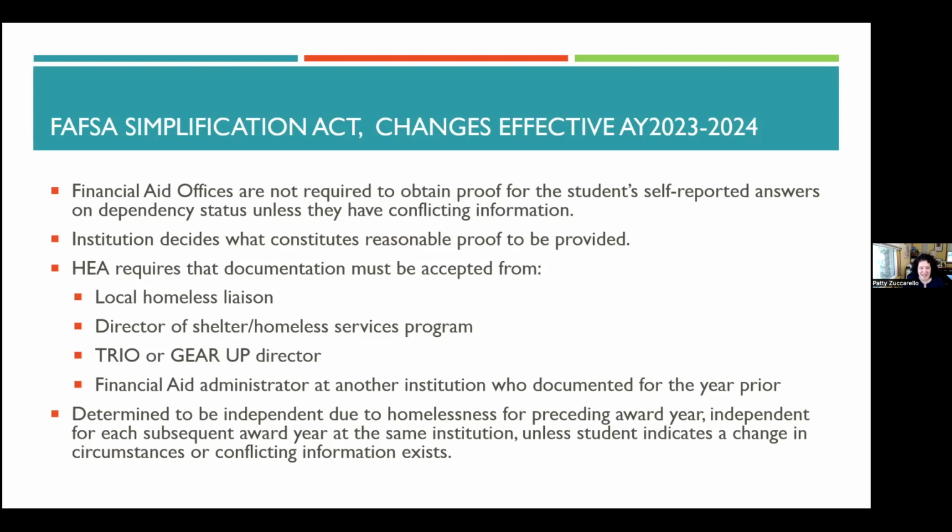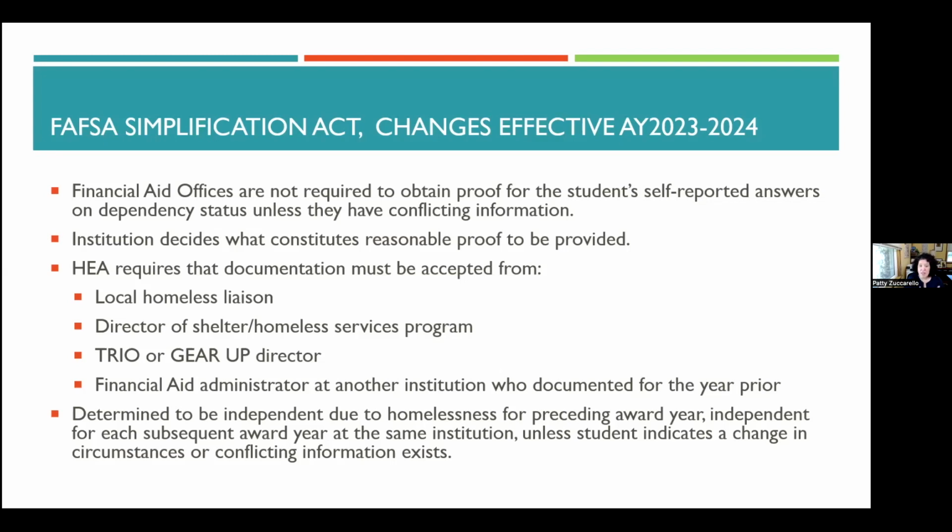And one of the nice things about this as it pertains to students in care and students experiencing homelessness is that we're a little more lenient around the standard of proof. For the most part, if a student's self-reported answers on their dependency status seem to all be consistent, then the financial aid office doesn't necessarily have to do any additional proof digging unless something in the information the student provides reads as conflicting to the financial aid officer. And the institution can then decide what's reasonable proof.